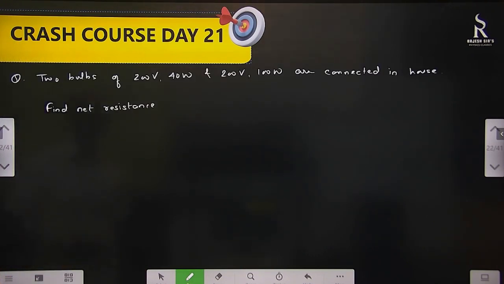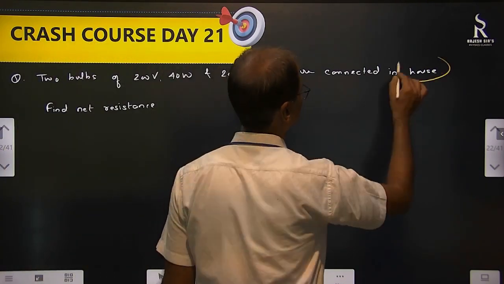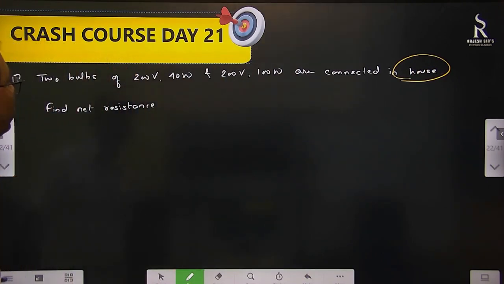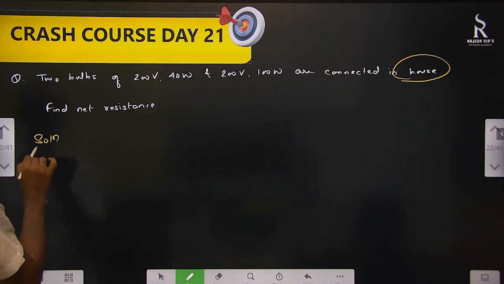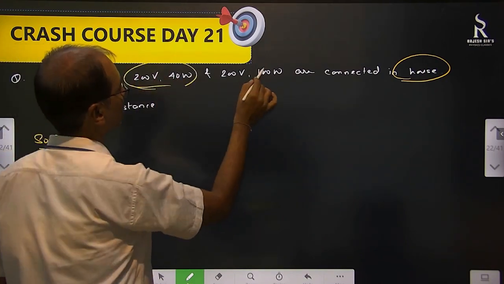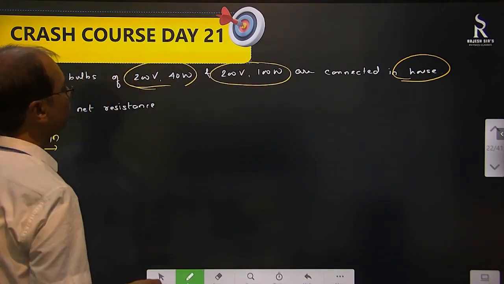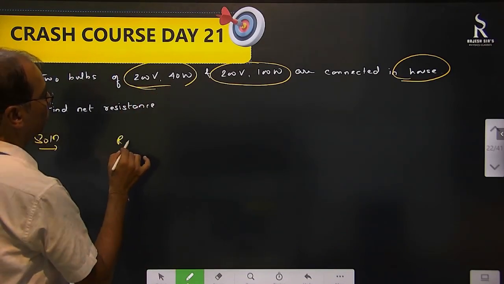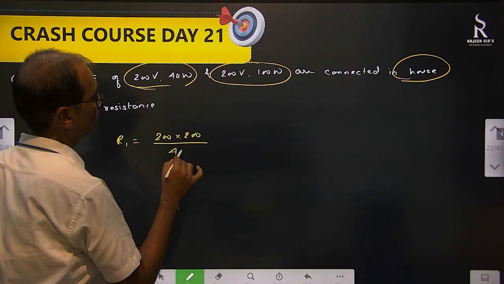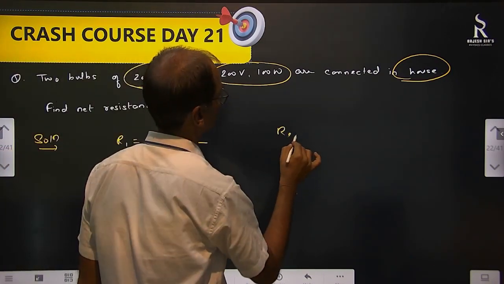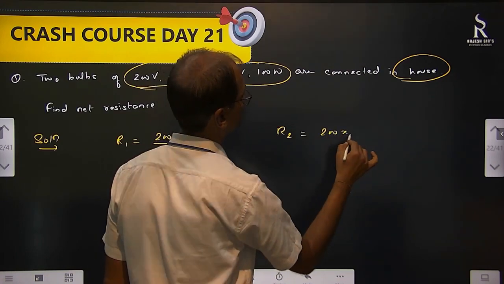Okay, let's see. Two bulbs of 200 volt 40 watt and 200 volt 100 watt are connected in house. House means is what? Parallel connection. Find net resistance. Okay, very simple. Now they are connected parallelly, we know. So I have to find each resistance and then connect them parallelly. So R1 is what? R1 means V square by P. That is 200 into 200 by 40. And R2 again 200 into 200 by 100.